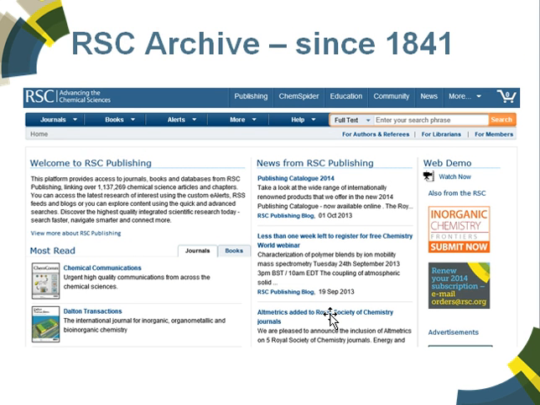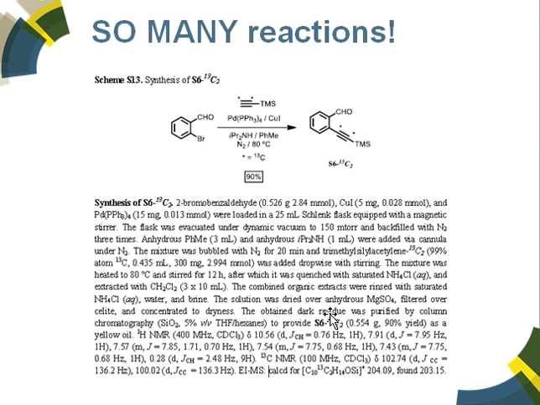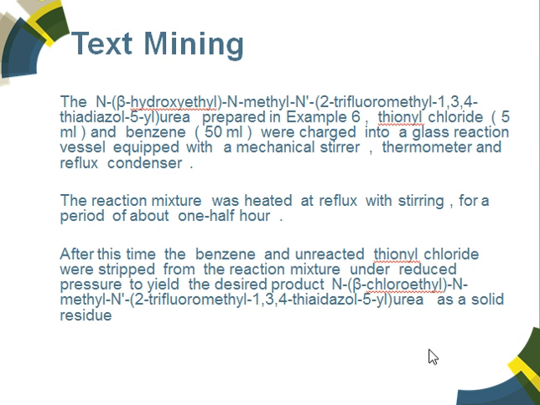So our archive goes back to 1841, and we have a lot of articles, over 300,000 articles sitting in the archive. Of course, in the supplementary info, we have so much information. We have, in this case, a synthesis. We have the synthesis diagram. We have the synthesis text. We even have the analytical data written in text forms, and there are ways to do things with that.